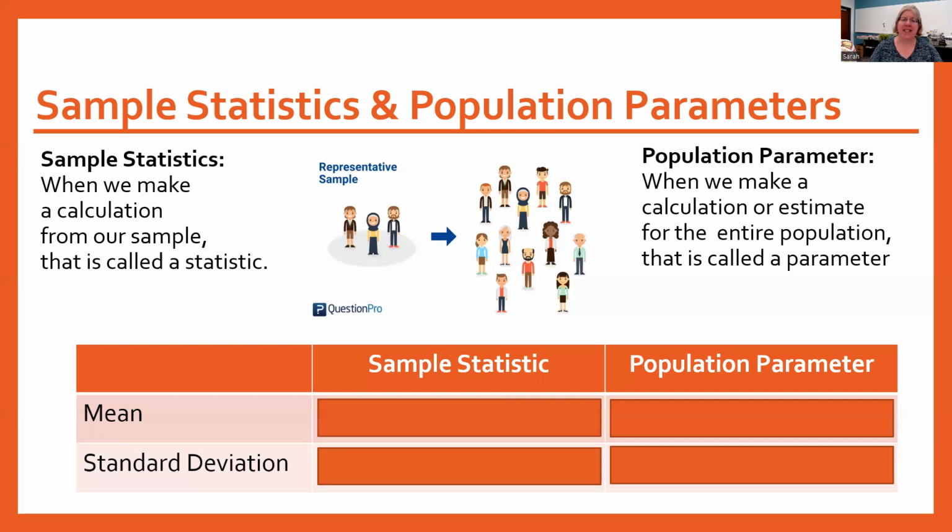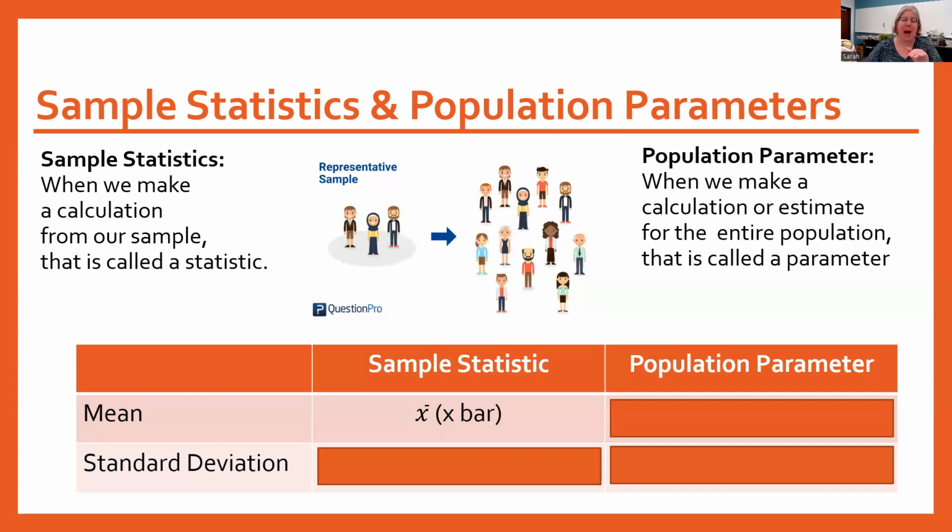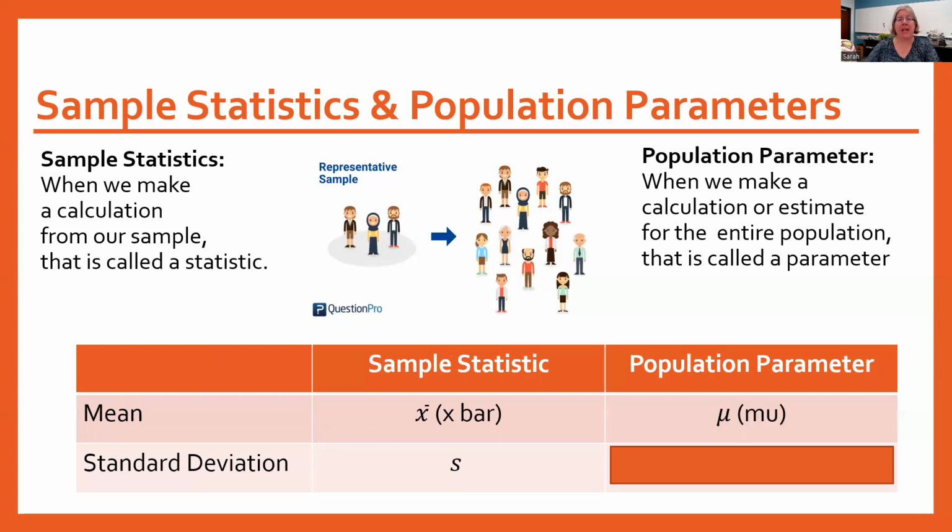If I'm working with sample statistics, I use the English alphabet. Sometimes they have lines or hats or things over the top of the letters, but those are typically an indicator that you're getting something from the sample. So the mean, if it's calculated from the sample, is referred to as x bar, so it's x with a line over the top, and the standard deviation is just the letter S. If I'm working with my entire population, then that mean is going to be the Greek letter mu, and the standard deviation is going to be the Greek letter sigma. So that's how we keep that straight. If you see Greek letters, you're typically talking about something that's coming from the population.